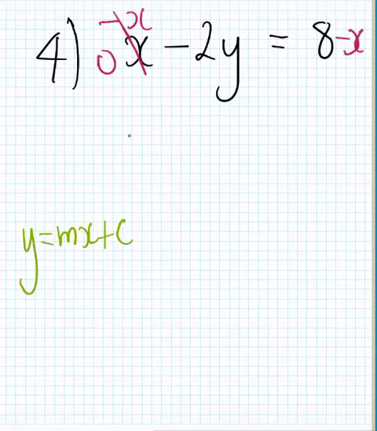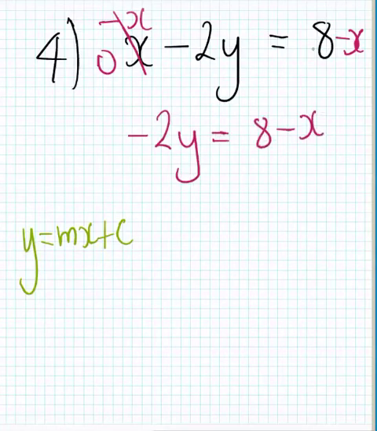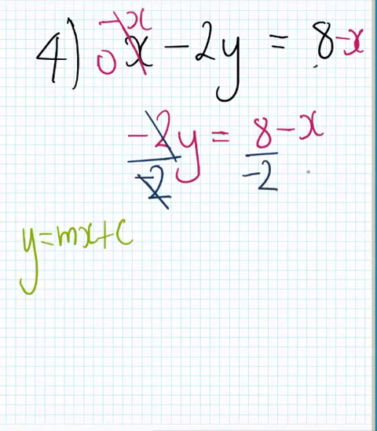So we're left with, that minus 2 is still there, so minus 2y equals 8 minus x. Now, the last thing we have to do is get rid of this minus 2. And once again, because it's saying minus 2 times y, we divide by minus 2. That cancels out. And please make sure the 8 is divided by minus 2 and also that negative x is divided by a minus 2.